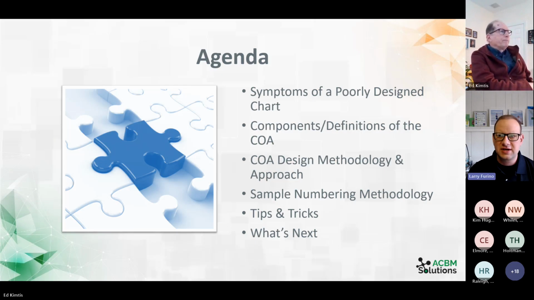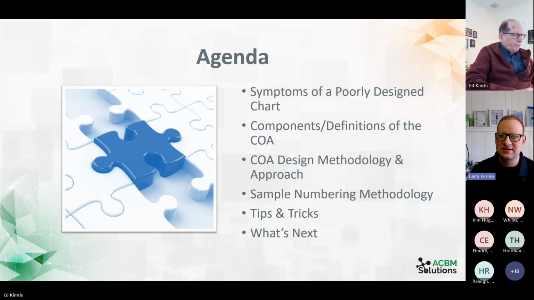So in terms of the agenda today, we're going to start with Ed talking about some symptoms of a poorly designed chart of accounts. So how do you identify that there might be a need for you to look at and examine your chart in JDE? We're going to look at the different components of the chart fields in JDE. So the company, business unit, object, subsidiary, subledger type, what those are, what they're used for, and what they shouldn't be used for. Then Ed's gonna take us through our COA design methodology and approach.